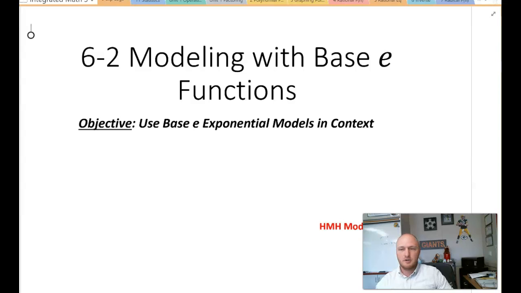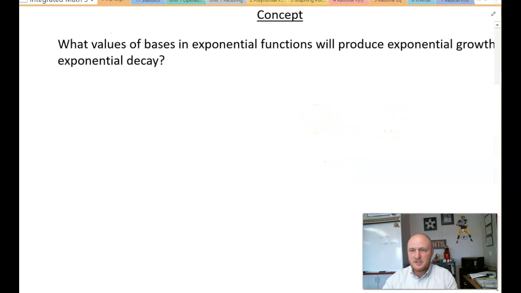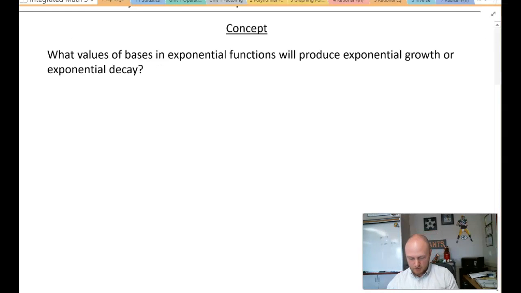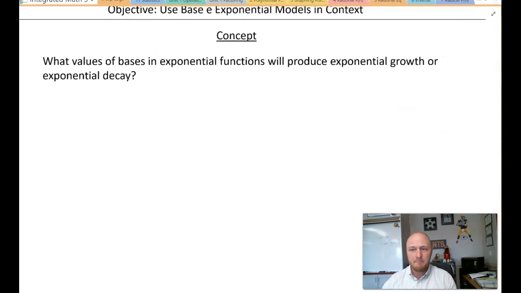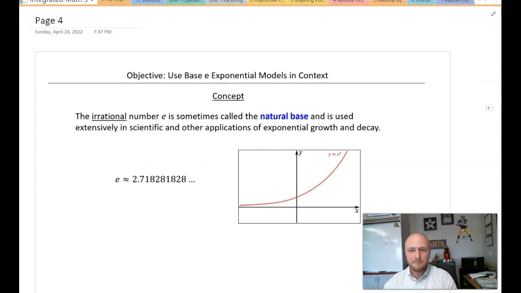Today we're going to look at modeling with base e, introduce you to the number e, and then look at some contextual applications. Before we get started, just a refresher: what values of bases in exponential functions produce growth or decay? Hopefully you answered exponential growth occurs with a base that's bigger than 1. If you're multiplying by something with a value bigger than 1, it's going to grow. And a value less than 1 is going to produce exponential decay.